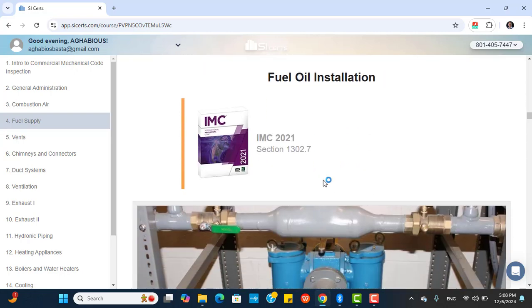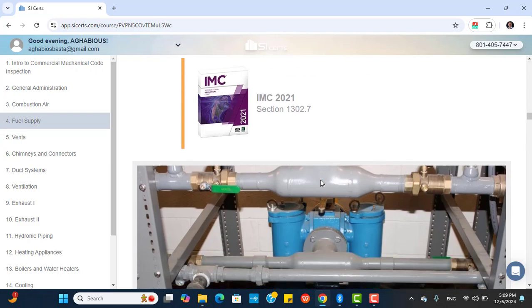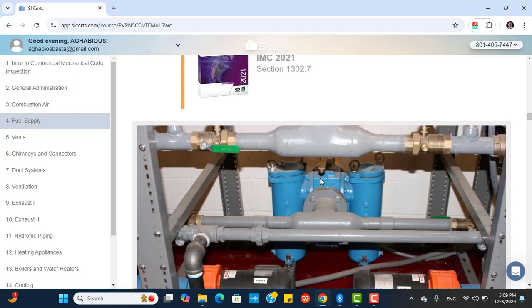Fuel oil installation. International Mechanical Code 2021, Section 1302.7.